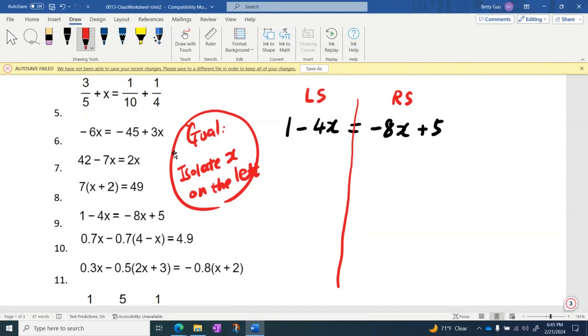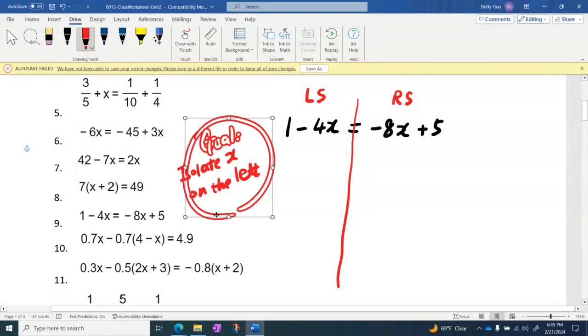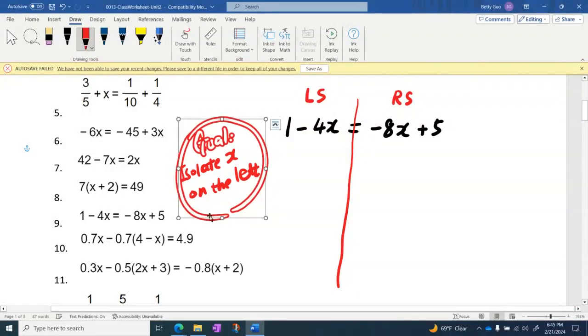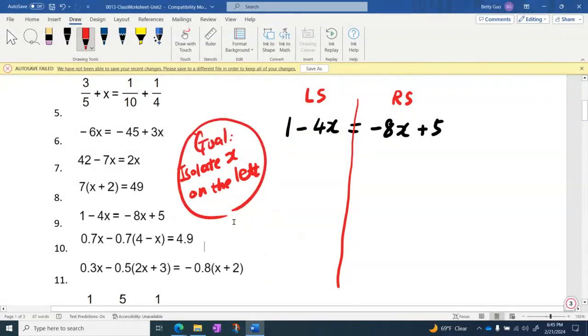This is a linear equation in 1 variable, right? I use x. Sometimes if it's y, then you isolate y on the left side. If it's t, then you isolate t on the left side. Just isolate the variable on the left side. So that is going to be our goal. You need to remember that, because I'm going to write this every single time. Try to make it impressive to you.